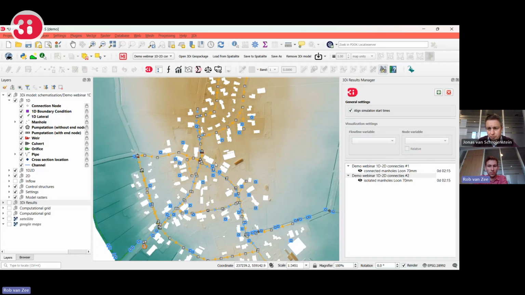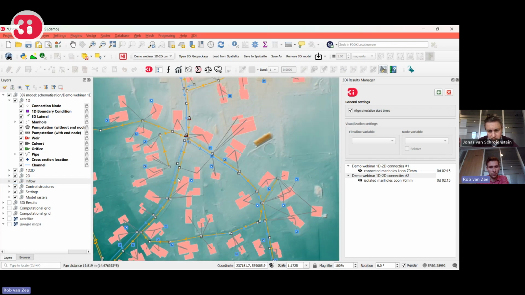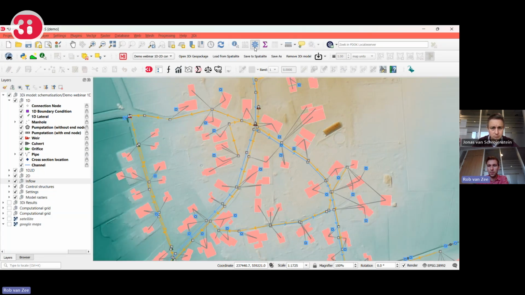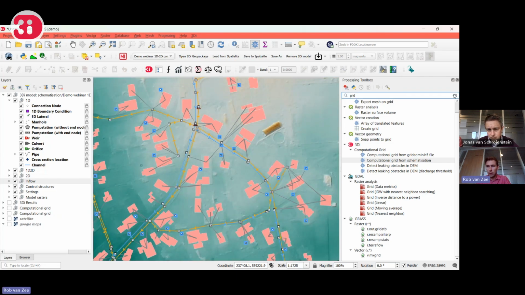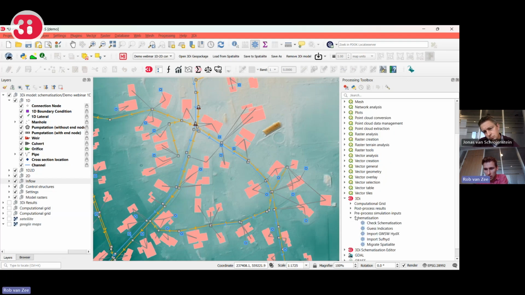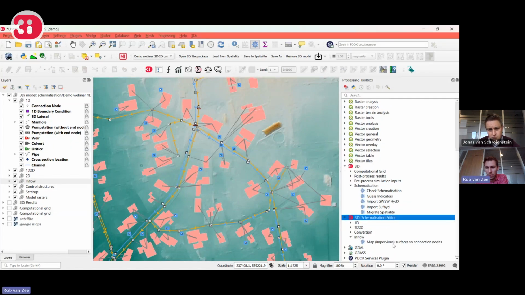So first of all, you showed the roofs connected to the manholes, right? You had these roofs, and they were all connected with these nice gray lines, and that's great. Do you have to do this all manually, or is there a tool available that can assist you in this? Yeah, if you want to, you can do it manually, but that's quite a lot of work. Exactly. There is a tool available. And it's located in the 3Di toolbox. It's in the 3Di schematisation editor, inflow, and there you have a tool which is called Map Impervious Surface to the connection nodes.